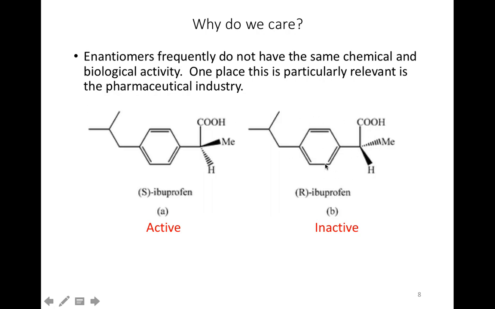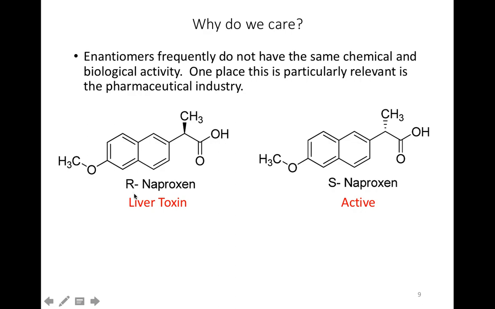Another example is naproxen, which is another pain reliever. This enantiomer is a liver toxin, and this enantiomer is active. So it's important to know which of the two enantiomers we have, certainly in the pharmaceutical industry, because we don't want to be giving people a liver toxin when we think we're giving them a painkiller.